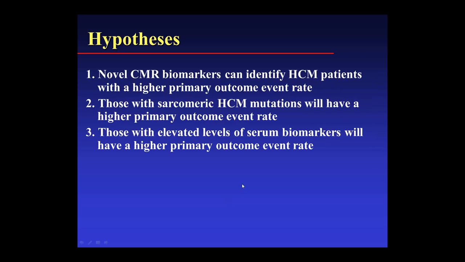We hypothesize that novel biomarkers identified by CMR, or cardiac magnetic resonance, can identify HCM patients with a higher primary outcome event rate. Number two, that those with sarcomeric HCM mutations will have a higher primary outcome event rate. And number three, that those with elevated levels of serum biomarkers will have a higher primary outcome event rate.